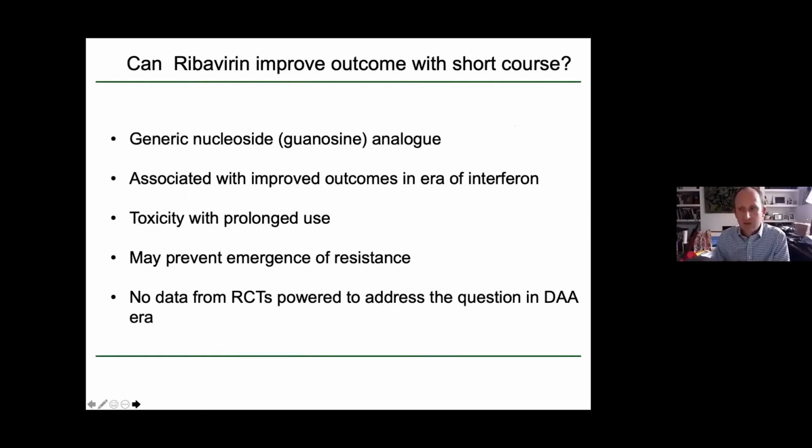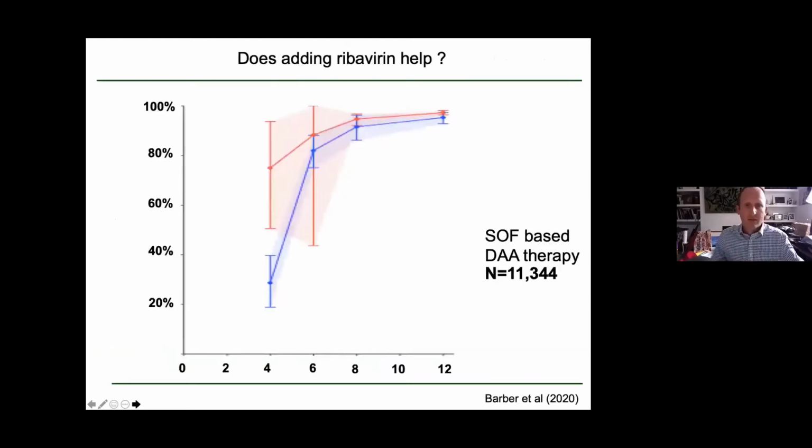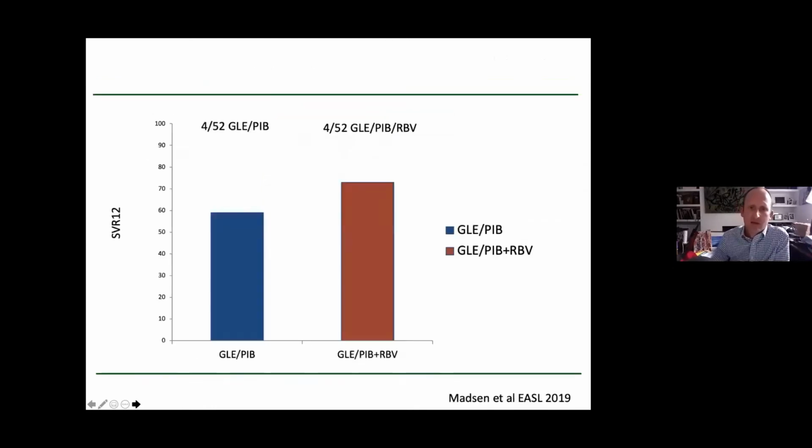And there are relatively few, if any, actually randomized controlled trials powered enough to address the question of the value of DAAs, ribavirin, in addition to DAAs in the current era. Again, looking at the real world data that we can, in blue you see without ribavirin and red with ribavirin, there is a suggestion that actually at shorter courses of therapy, sofosbuvir-based courses of therapy at 4 weeks, there may be a benefit to adding ribavirin.